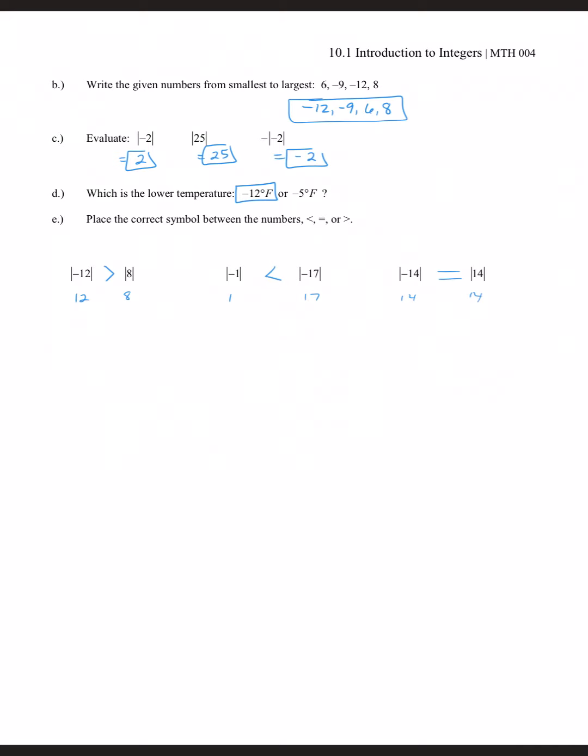And then E, we have to place the correct symbol. What I did first is evaluate each of my absolute values for easier comparison. So the absolute value of -12 is 12, the absolute value of 8 is 8, 12 is bigger than 8, so it is greater than. The next one should be is less than, and the last one is equal to.